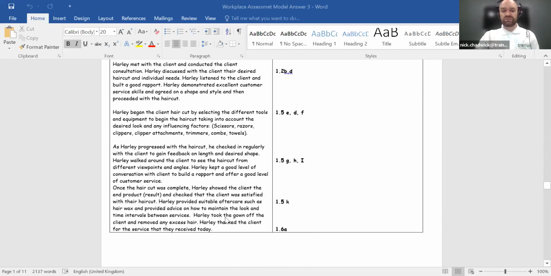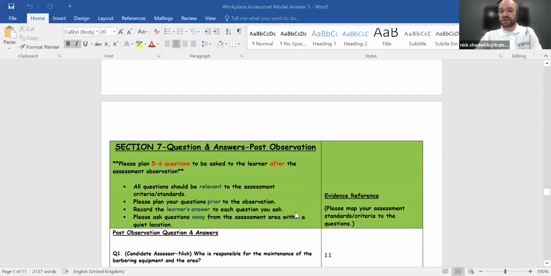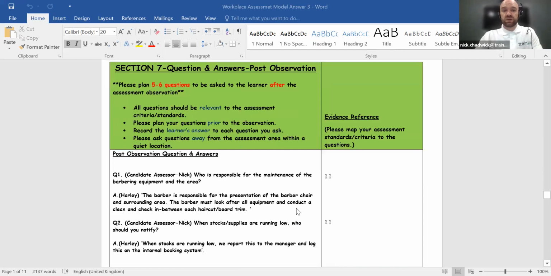So please have a look at the observation report. That is quite in detail. It doesn't need to be as detailed as that, but I'd say one page of observation notes is absolutely fine there. So hopefully that's nice and clear.